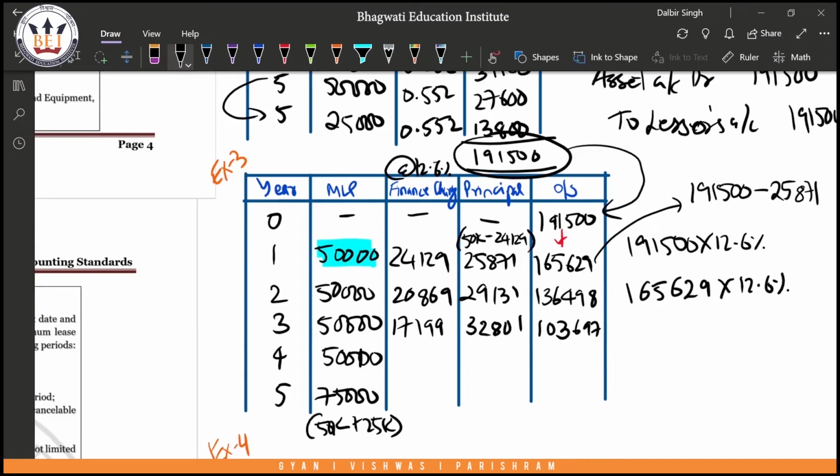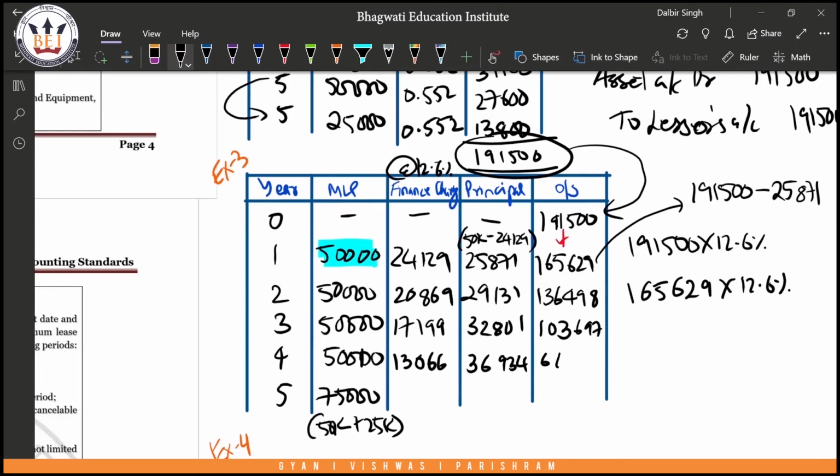Then again, fourth year, you're going to pay interest at 12.6 percentage on 1,03,697, which is going to be 13,066. Yes, out of 50,000, 13,066 is interest, which means the remaining is principal. So 36,934 is principal. So your outstanding reduces to 66,763.